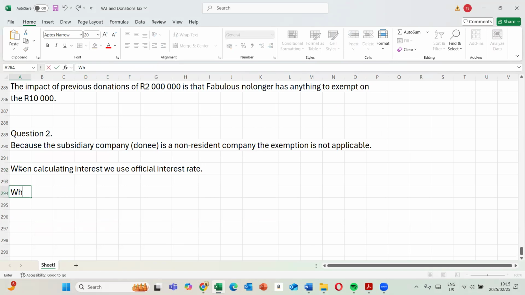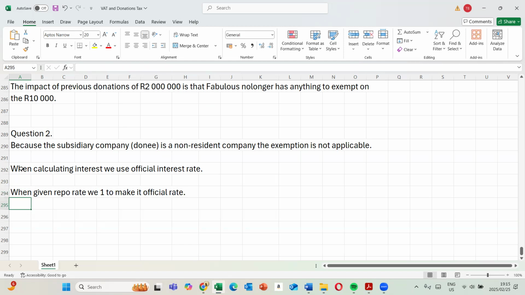Then when given the repo rate, sometimes they can give you a repo rate, so we add 1 to make it the official rate. What is a repo rate? In most cases, a repo rate is actually the rate that banks borrow at. Remember, banks borrow money from the Reserve Bank. I'm sure you guys agree with me. You know that, right? So the banks that borrow money from the Reserve Bank will be charged at the repo rate.